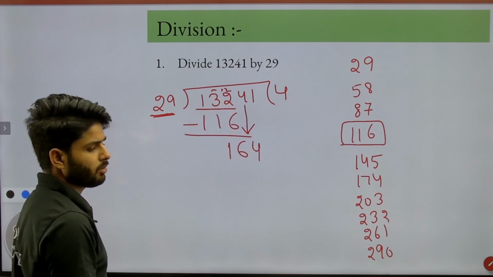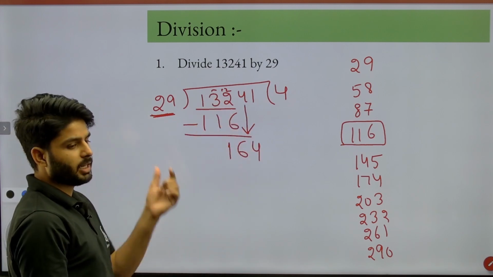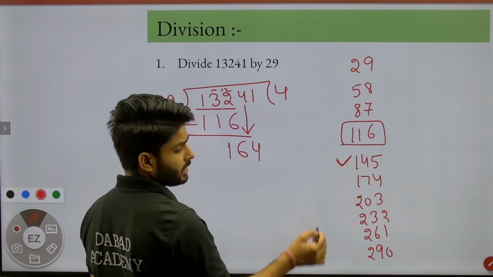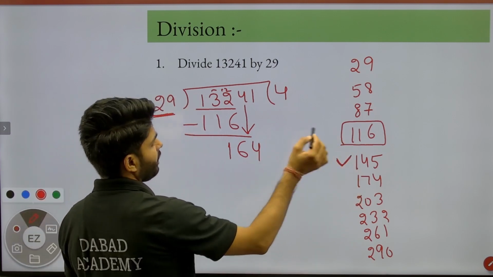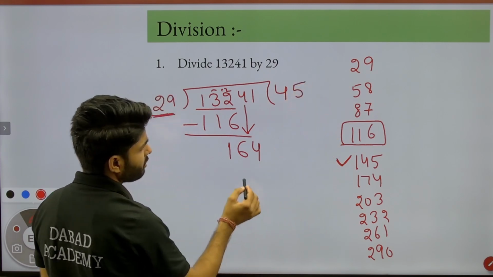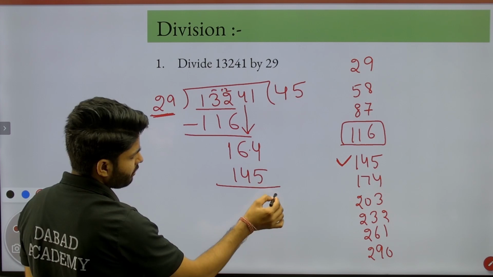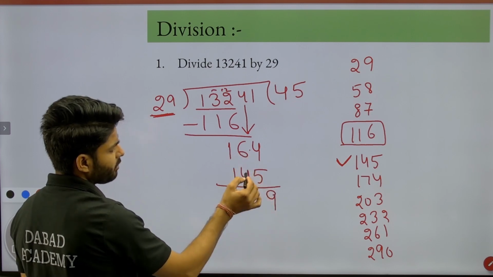Now again we have to divide this number by 29 and we have to find the largest number less than 164, that is 150, sorry, that is 145. So we have multiplied by 5, 29 times 5 is 145. Then take carry 1, that is 14, 14 minus 5 is 9, here is 5, 5 minus 4 is 9.